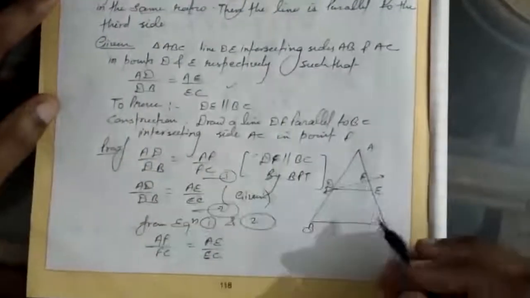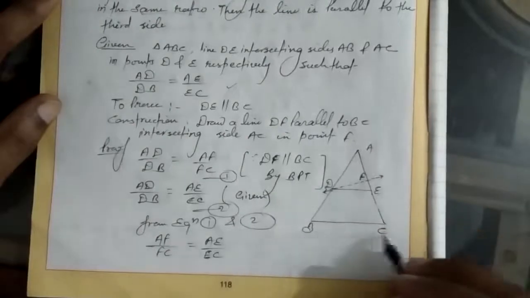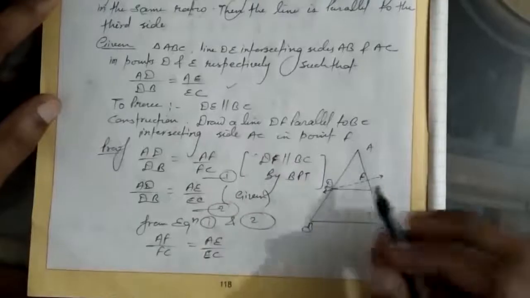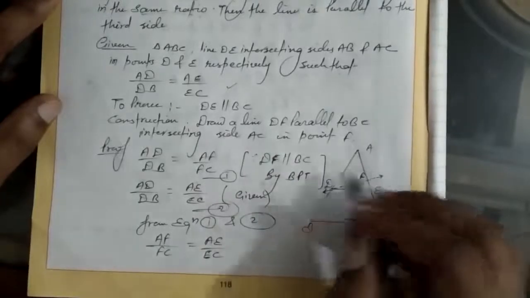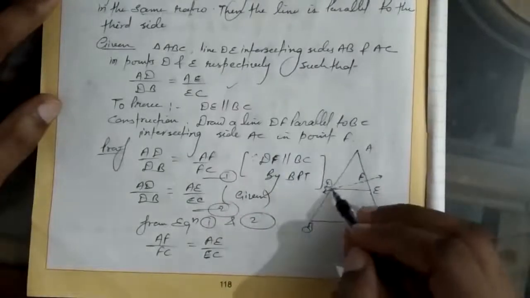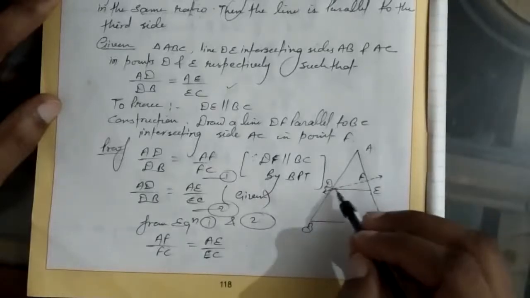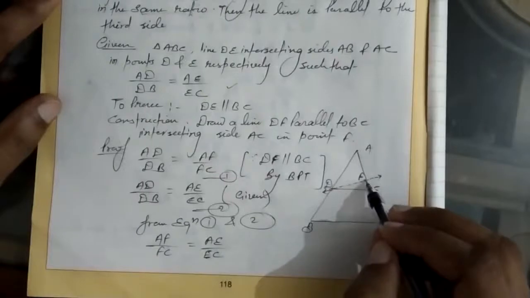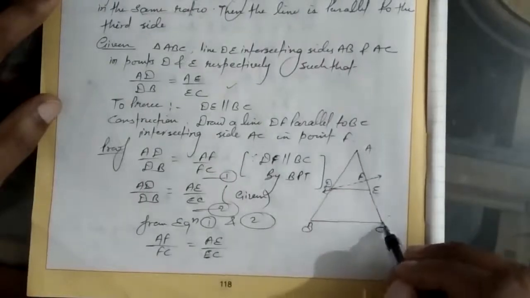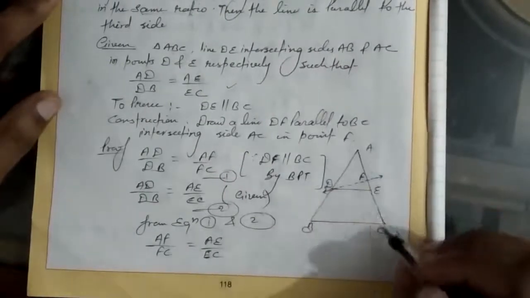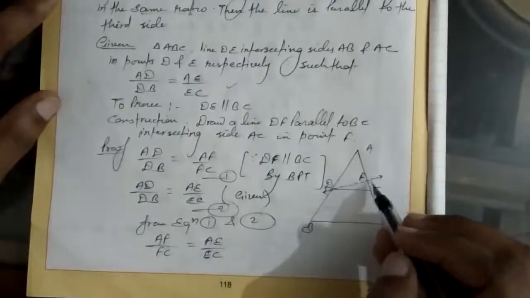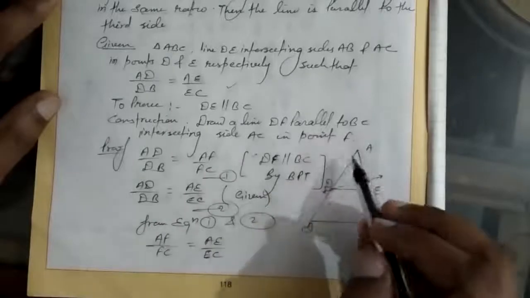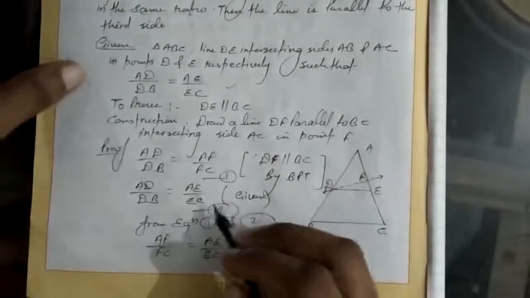To prove DE parallel to BC, we have to prove this. So draw line DF parallel to BC. This DF line we have drawn parallel to BC in such a way. Student, remember, this is the construction we have done, that DF is parallel to BC, and DF is intersecting AC at point F. So we will write DF is intersecting AC at F.